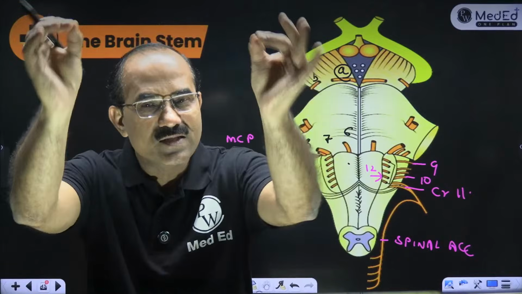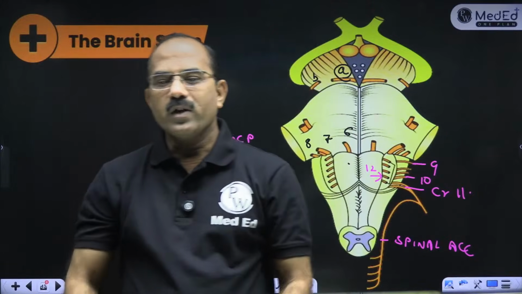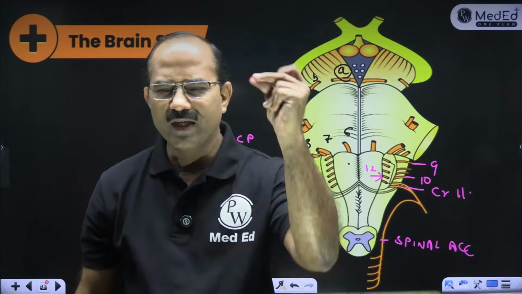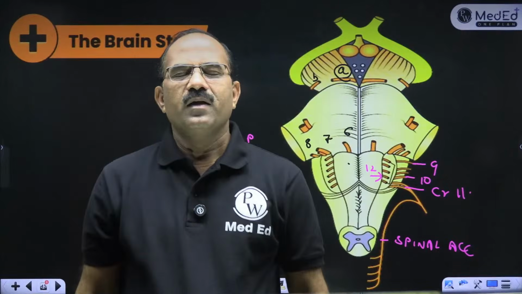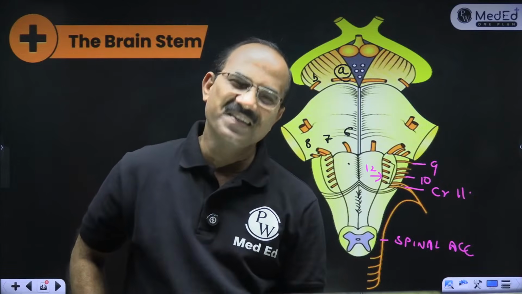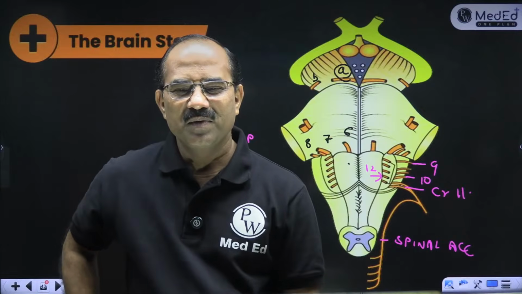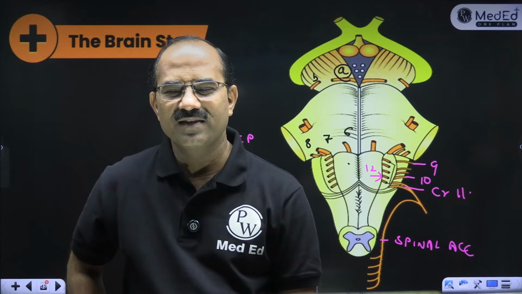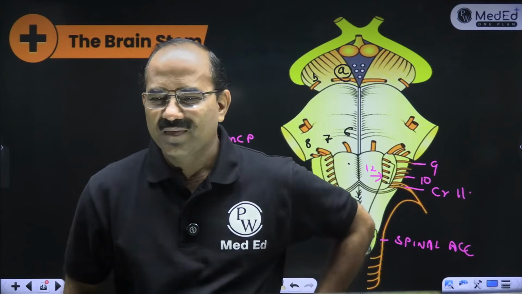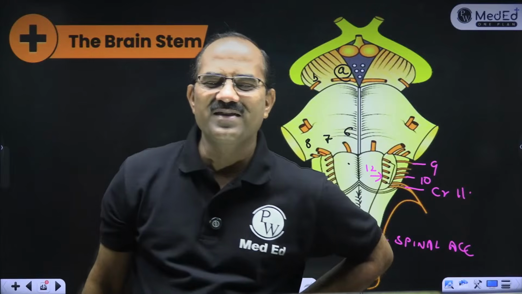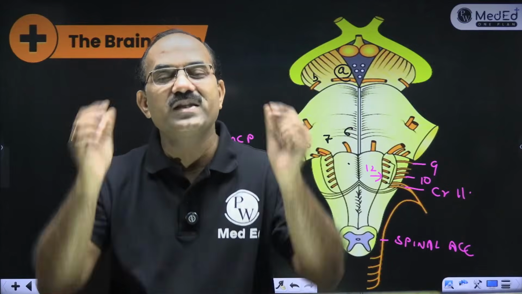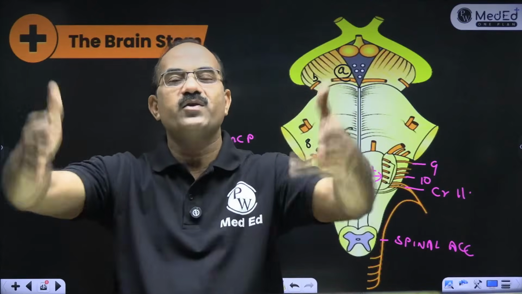soft palate except, it supplies all the muscles of the soft palate except... come on, a quick revision. Except the tensor palati, you got this. Tensor palati, children, not levator. It's the tensor palati which is supplied by the mandibular nerve through the nerve to medial pterygoid.